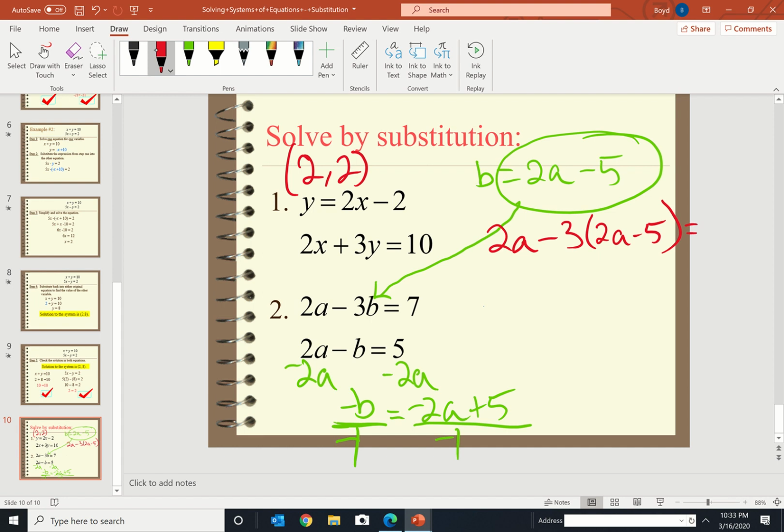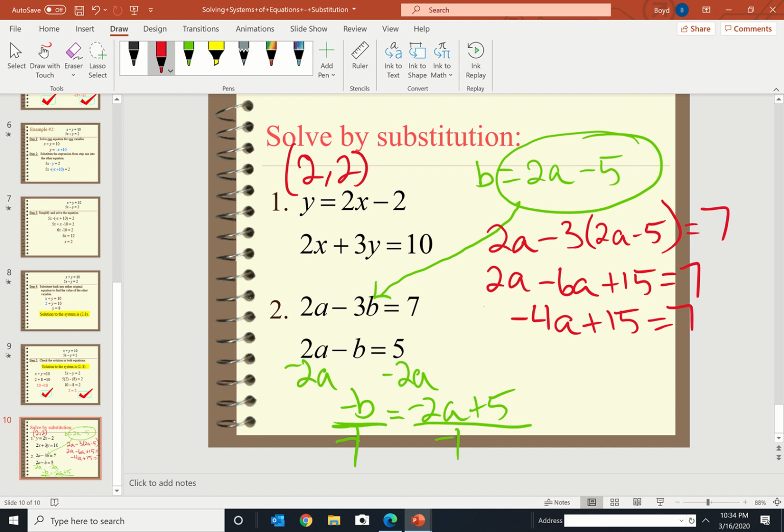And now that we've plugged that in, or we've substituted it, we're going to need to use our distributive property, combine our like terms, and solve for a. All right, here we go. We're going to have 2a minus 6a, and negative 3 times negative 5 is going to be a plus 15 equals 7. We're now going to combine our like terms. 2a and negative 6a is going to give me a negative 4a plus 15 equals 7.